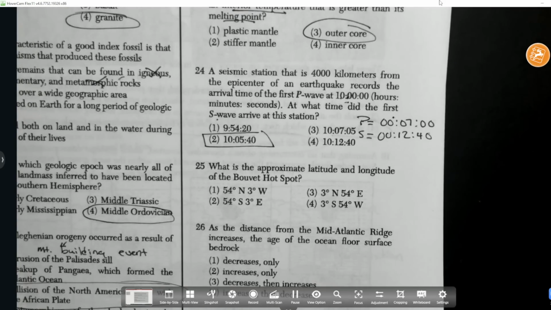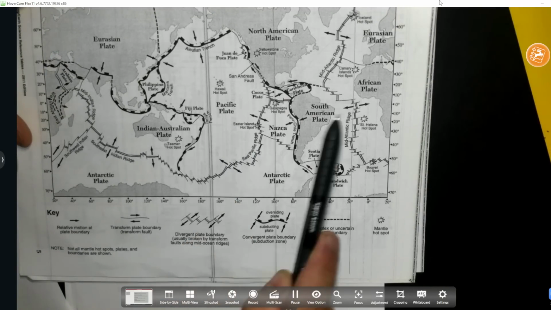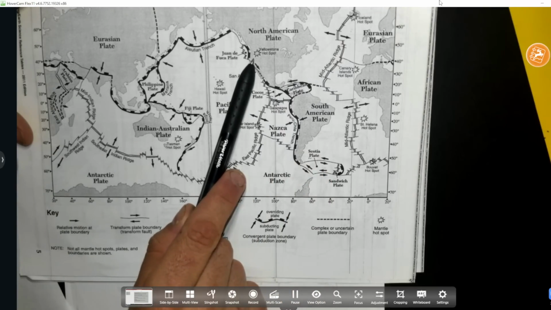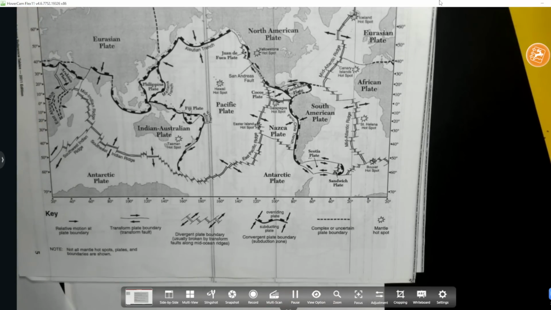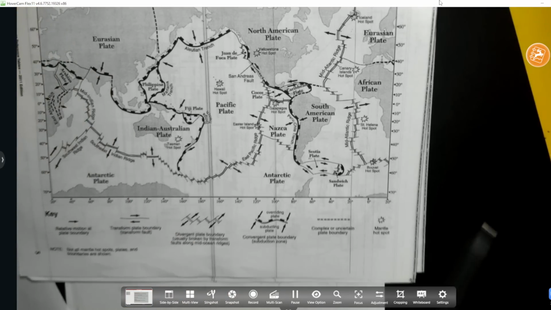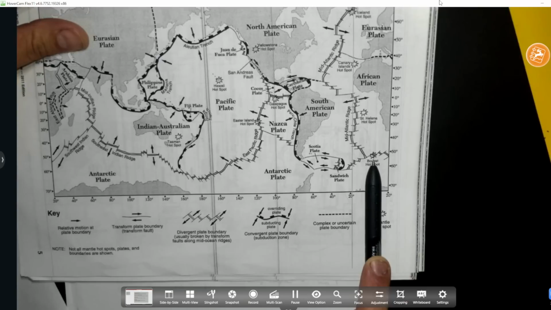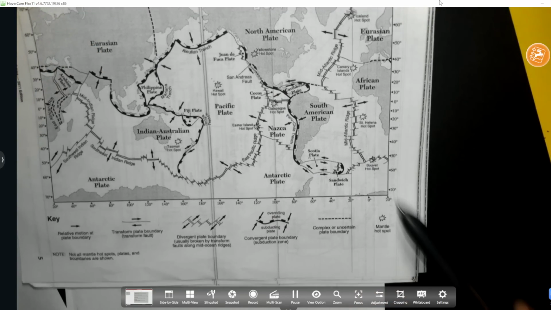25, what is the approximate latitude and longitude of the Bouvet hotspot? ESRT, page 5. Let's find Bouvet. So we got a few. I've got Hawaii, Galapagos, St. Helena, Iceland, Yellowstone, Tasman. There's Bouvet. Now, we've got to figure out whether Bouvet hotspot is in the western hemisphere or in the eastern hemisphere. I see the 0. That would be our prime meridian. It's to the right of the prime meridian, telling me it's to the east. So that's definitely in the eastern hemisphere. And it's definitely in the south.